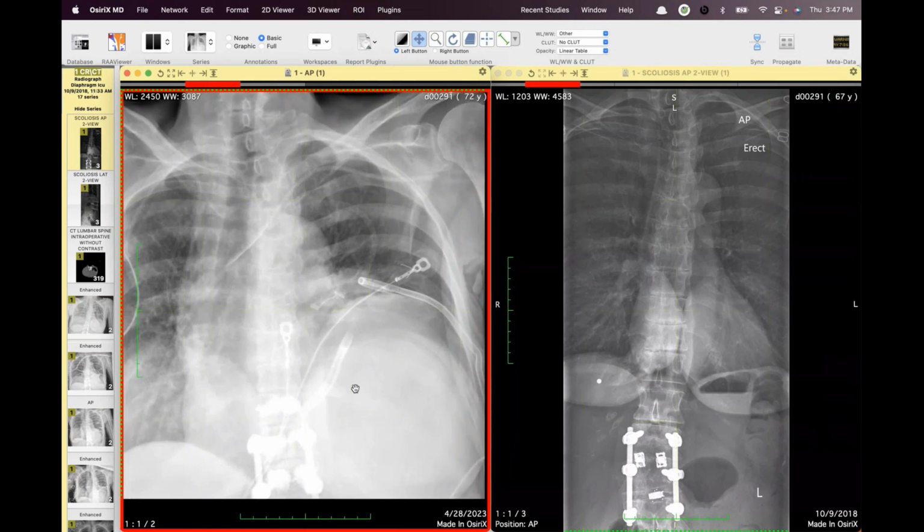So hard on a portable film. I mean, I would say a collection below the diaphragm, but I don't know. I mean, that's a guess.